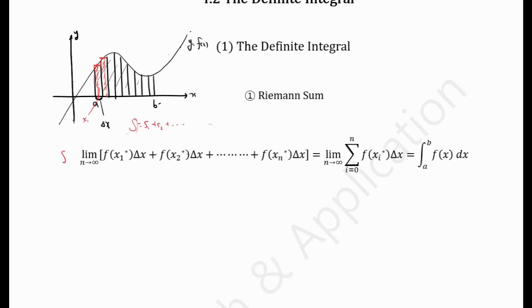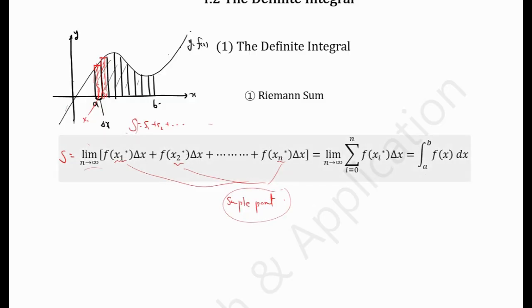So the area between the curve f(x) and the x-axis, in the limit as n approaches infinity, with x1 star, x2 star, and xn star as the sample points. If the sample point is located at the left function value, it's called a left sum, and if the sample point is located at the right function value, this is called a right sum. So this sample value is arbitrary.